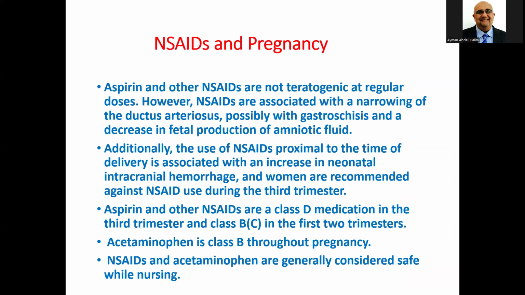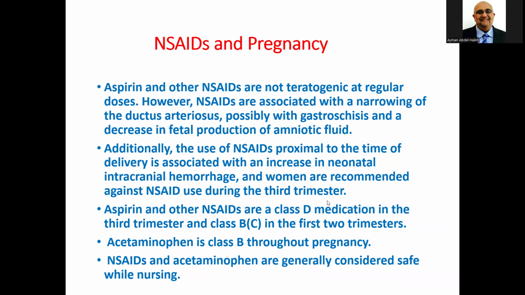NSAIDs in pregnancy. Aspirin and other NSAIDs are not teratogenic at regular doses. However, NSAIDs are associated with narrowing of ductus arteriosus, possibly with gastroschisis, and a decrease in fetal production of amniotic fluid. Additionally, the use of NSAIDs proximal to the time of delivery is associated with an increase in neonatal intracranial hemorrhage, and women are recommended against NSAID use during the 3rd trimester.